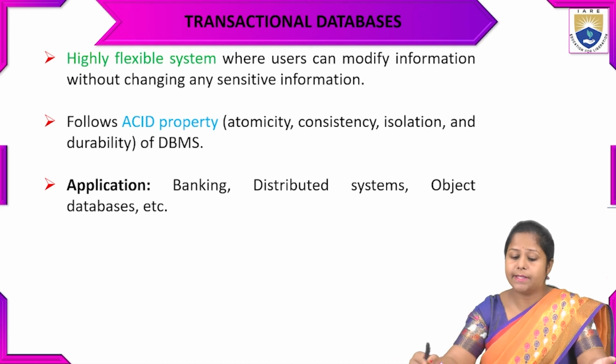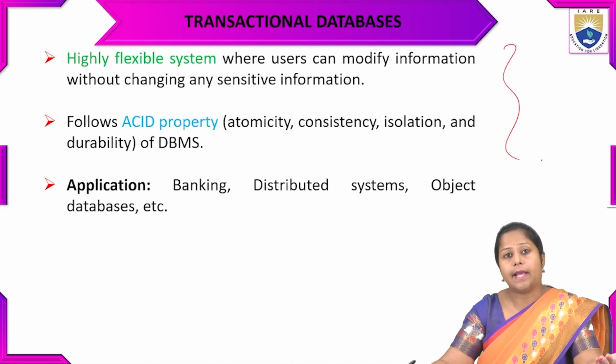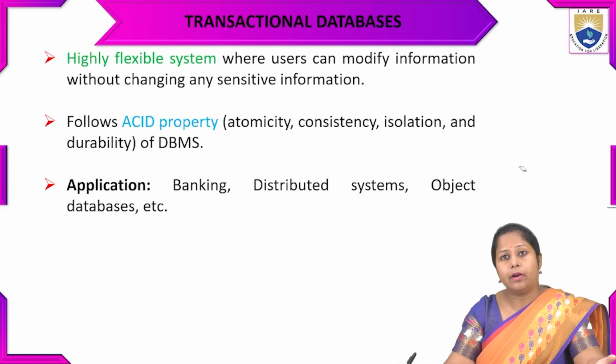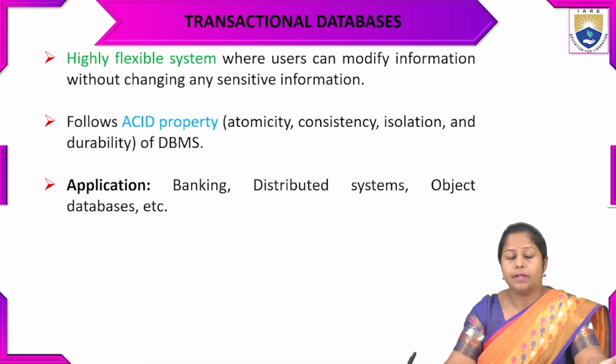It is a highly flexible system. In it we can modify the information without changing any other important information. So that is the highly flexible system in a transactional database. These are the good properties of the transactional type of database.